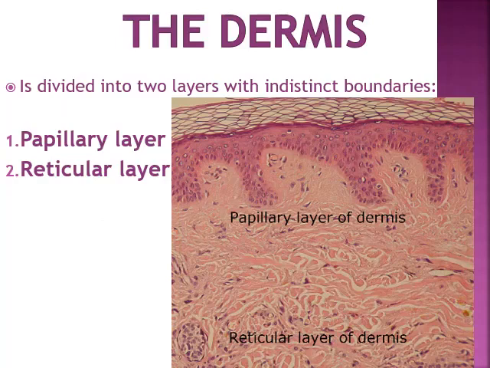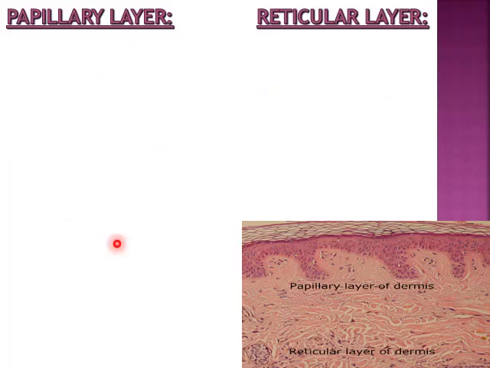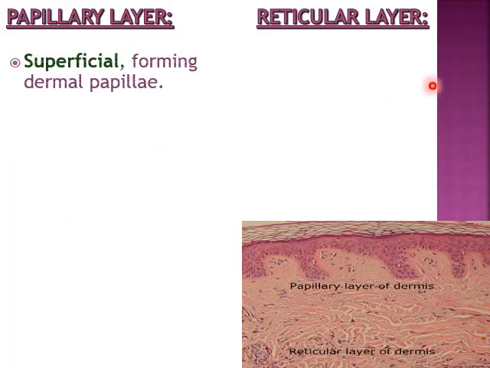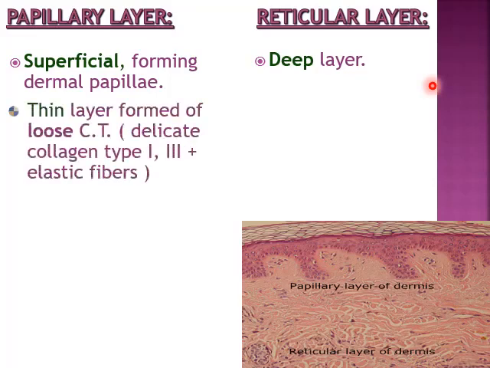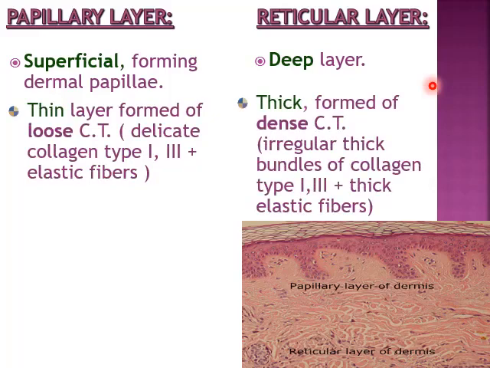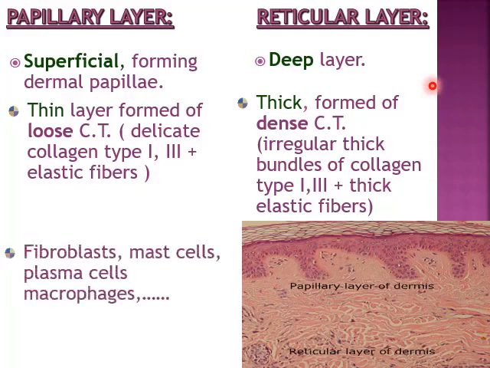Regarding the dermis, there are two layers: the superficial layer, which is the papillary dermis, and the deeper layer, which is the reticular dermis. To compare between the papillary and the reticular dermis: the papillary layer is a superficial layer, and it is the layer which forms the dermal papillae. However, the reticular layer is a deep layer. The papillary layer is formed of loose connective tissue. It means it is a delicate layer of collagen type 1 and type 3 and elastic fibers. However, the reticular layer is a thick layer formed of dense connective tissue. It means it is formed of thick bundles of collagen fibers type 1 and type 3 and thick elastic fibers.